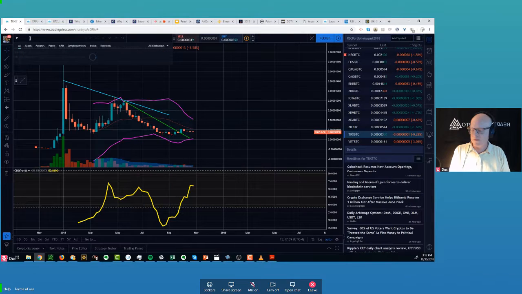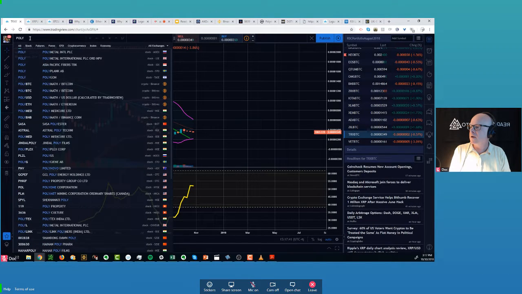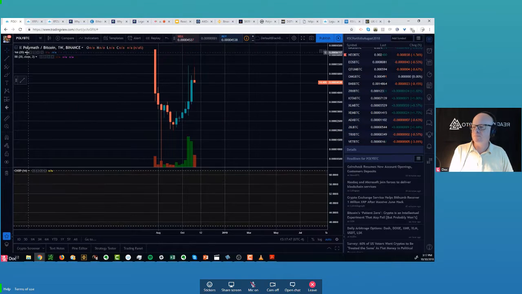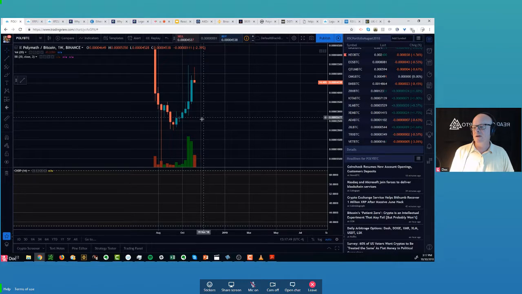All right, so I don't think Polly is chartable, if I can type. Oh, it is. How about that? Okay, so Polymath. You can see now this is a pretty hefty weekly swing. Now there's not enough candles on here to even print a chop index. So you've got to be careful of this one. This looks like a fairly linear move on a lot of volume.